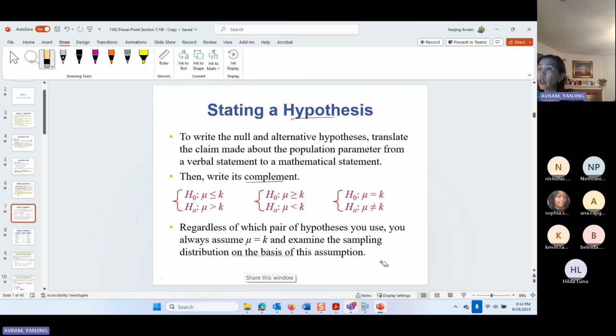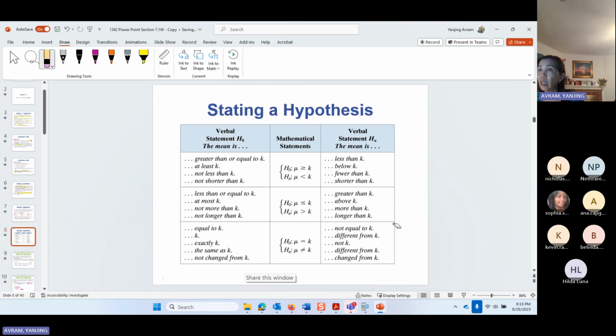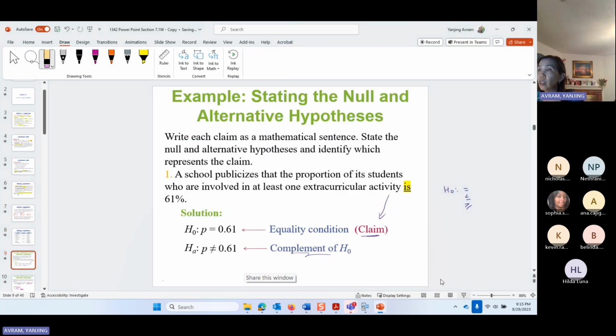Okay. All right, so we have 3 pairs of complements in this case. If I have a null here that is less than or equal to K, my complement will be just greater than, okay? So they're always exclusive. If my null is greater than or equal to, my alternative one will be less than. And if my null is equal, my alternative will be not equal. All right. So that means if you write down one of them, you can write down the other one. If you are given one, you can write down the other one. Okay. All right. So let's look at this one right here.